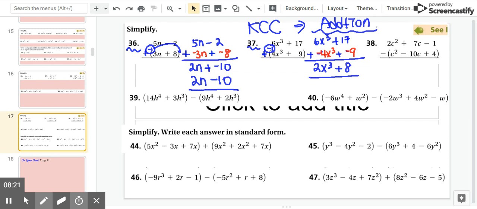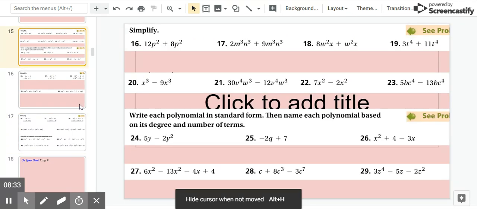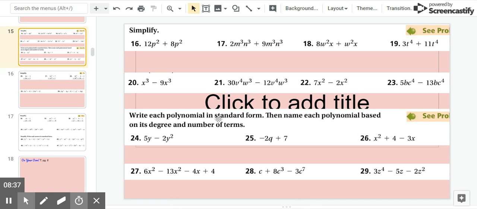So let's go back to the slide. I'm going to just leave it up here. All right, so let's do classwork. I need you to start working on this page. I need you to simplify, write each polynomial in standard form, and answer the questions.